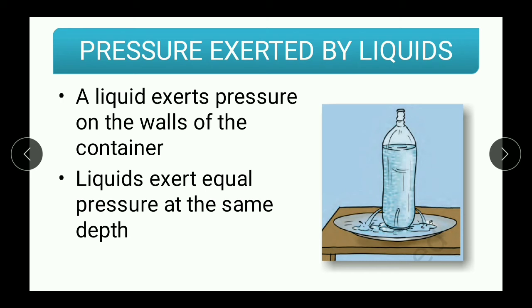Liquid exerts equal pressure at the same depth. So if you pierce holes on the same circumference of the bottle, you will find that the water that pours outside falls on exactly the same point from the center. If you take a radius from the center, you will find that they are falling exactly at the same distance from the center. Why? Because it exerts equal pressure at the same depth.